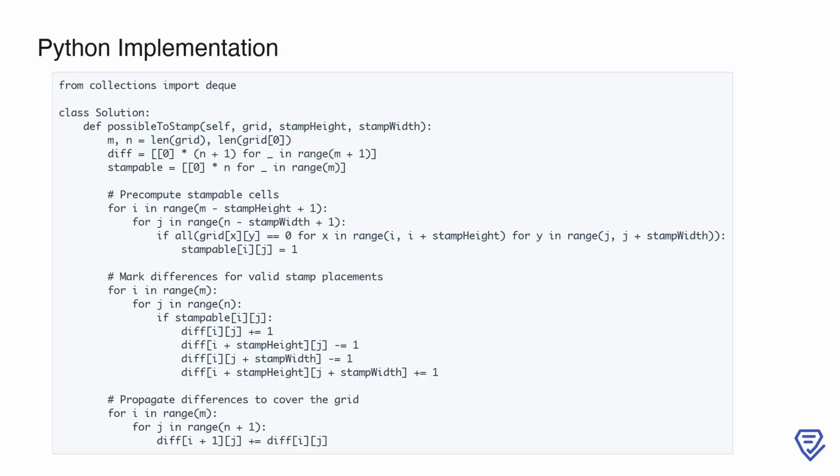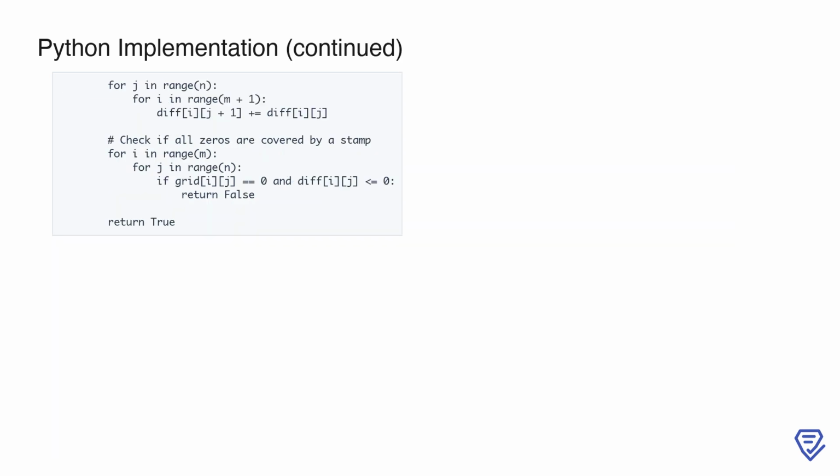Then, to propagate these differences across the grid row by row, we iterate through the matrix and update the values in the diff array cumulatively, which helps us calculate the final coverage efficiently. After propagating differences row by row, we do the same column by column to ensure that the entire grid is covered with the cumulative values in the diff matrix.